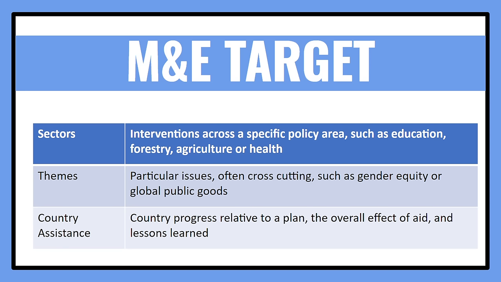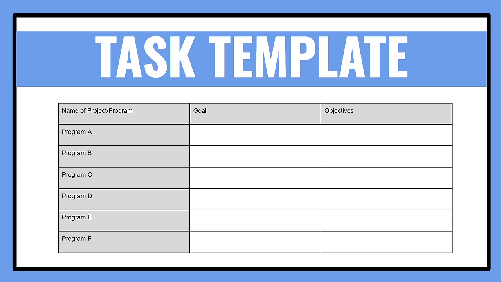Gender equity, poverty alleviation, the global public good. Specific issues, you can monitor and evaluate as well. Could be pandemics, response to pandemics, just like we have. Monitoring and evaluation can also focus on country assistance, and this is focused on donor agencies, whereby they assist multilateral agencies and bilateral agencies, assist country governments, and they want to look at what have we learned in the programs that have been implemented by civil society organizations versus country governments. So that could be something that could be monitored and evaluated as well.